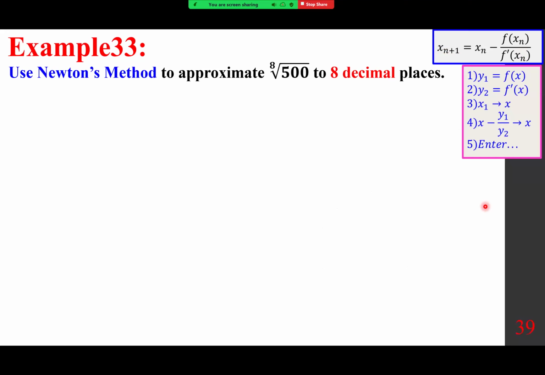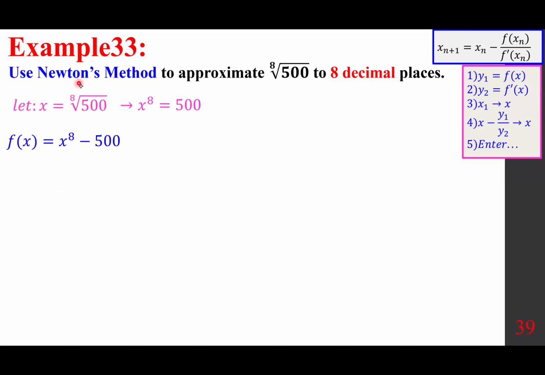So if x is the 8th root of 500, then raise it to the power of 8. x to the power of 8 is 500, and f of x becomes x to the power of 8 minus 500. So you have to show your f of x as well as f prime, which is 8x to the power of 7. So that's the part that we have to work to show our readers the function and its derivative.